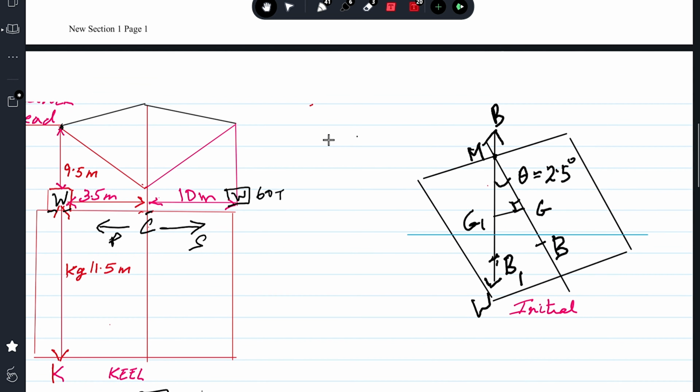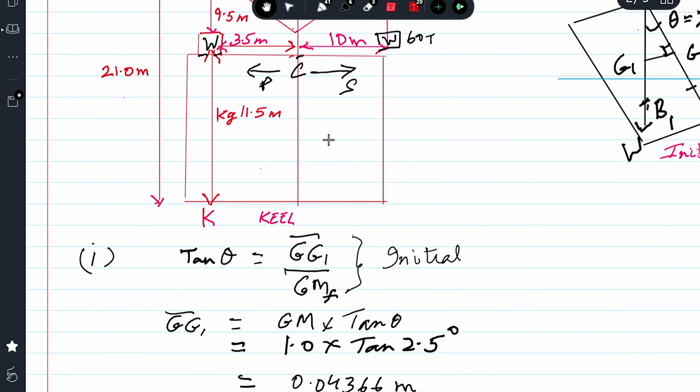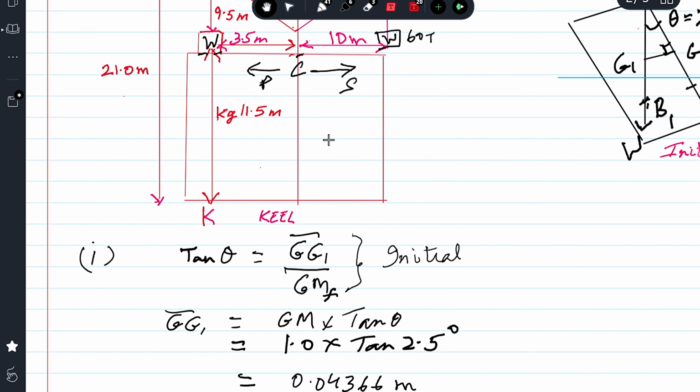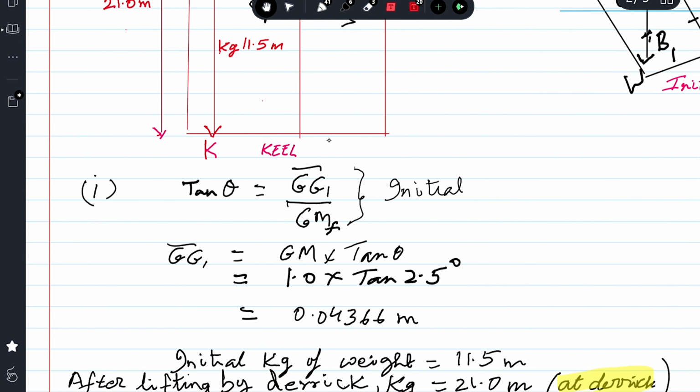Now this is the initial diagram, initial condition. Ship is listed 2.5 degree to the port side. The angle theta is 2.5 degree. And this is the initial GG1 upon GM. So initial GG1 gives me how much the ship's center of gravity has shifted to the port side transversely, which will be equal to GM into tan theta.